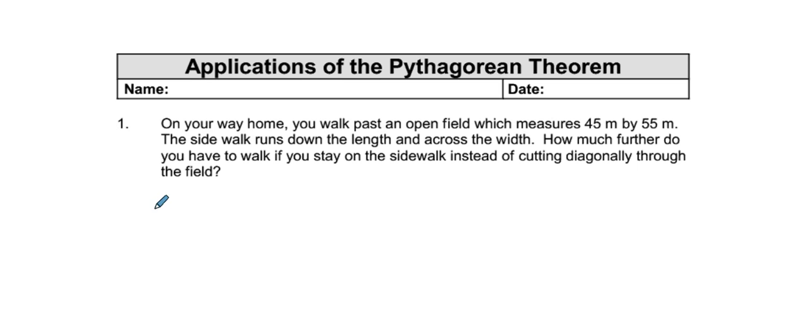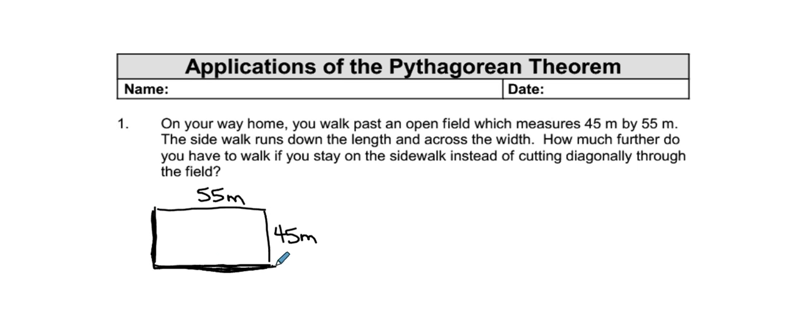So we know that there's an open field. We're going to assume this is a rectangle where we have the length of 55 meters and the width of 45 meters. We also know that there's a sidewalk that runs along two sides of the field. So right there's the sidewalk. I'll draw these thicker lines as the sidewalk. And we want to know how much further someone would have to walk if they were to follow the sidewalk rather than cutting diagonally through the field.